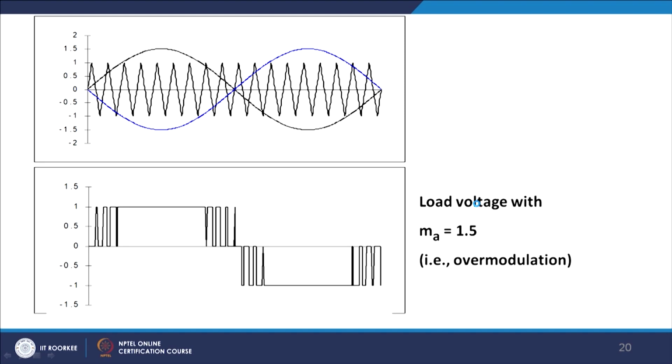Thereafter, what happens if we go to M greater than 1? It is the same as discussed for the bipolar PWM. Here it will lead to saturation; we will have a crossing at the very beginning, and thereafter you get almost a square kind of waveform, and it is called overmodulation.